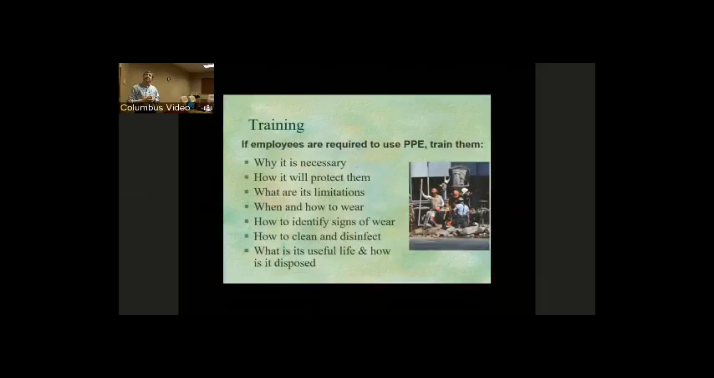Our training for our employees, again, brand new employees and existing employees have to be trained in the following. Why is it necessary? Well, obviously, PPE is necessary to protect our most valuable assets, which is our employees. So we're going to do it to protect our employees, but again, we need to have our employees working with us to protect themselves. How will it protect them? We need to explain that again.